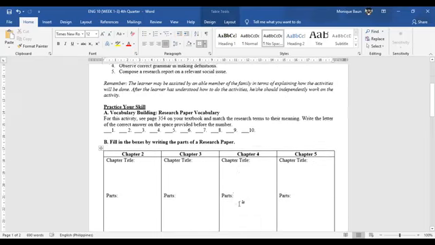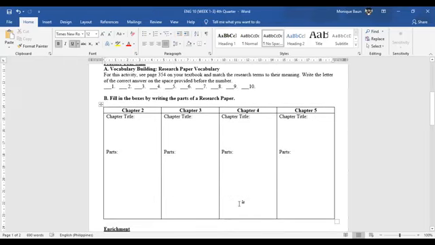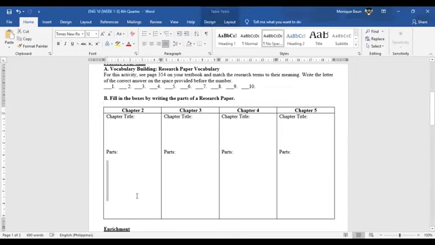After that, you may proceed to letter B, fill in the boxes by writing the parts of a research paper. So what is the title for chapter 2? If you listen to the discussion, you will be able to answer. Write the chapter title and then the parts presented. No need to give the definition, just enumerate the parts.